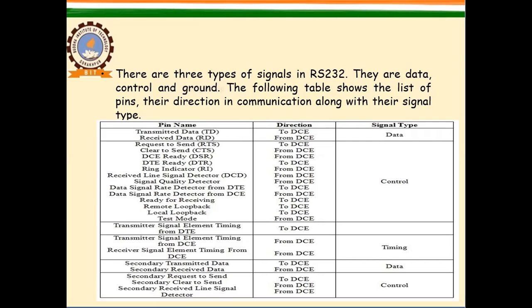Transmitter signal element timing from DTE to DCE. Again, this comes under control signals. Some signals are used for timing purpose, that is, when to send the data and when it is going to be received at the receiving end. So for this, two signals are used by DCE devices, that is transmitter signal element timing from DCE and receiver signal element timing from DCE.